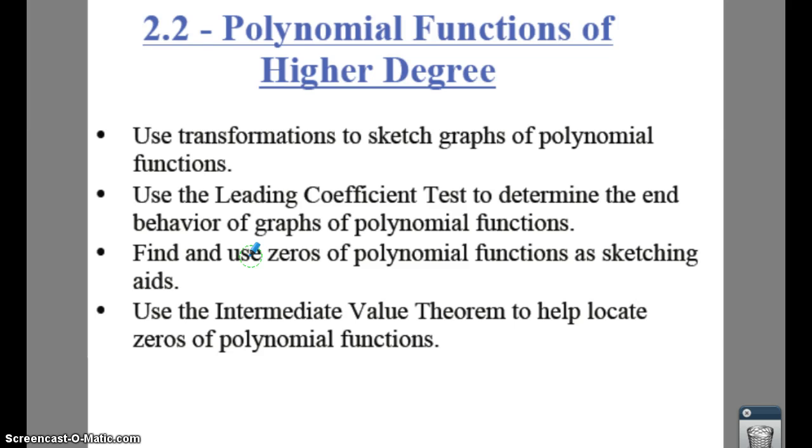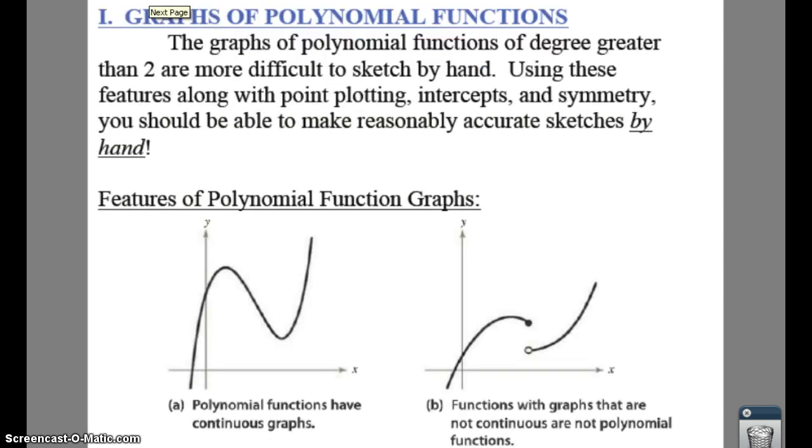We're going to use our leading coefficient test to determine end behaviors. We're going to find and use zeros to help us sketch. And we might use our intermediate value theorem to help us find zeros. Good times.